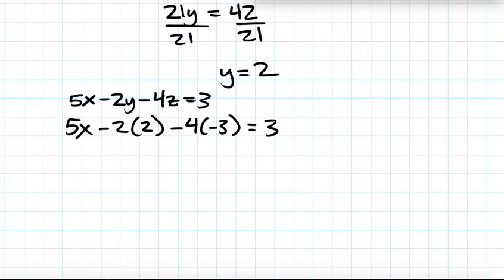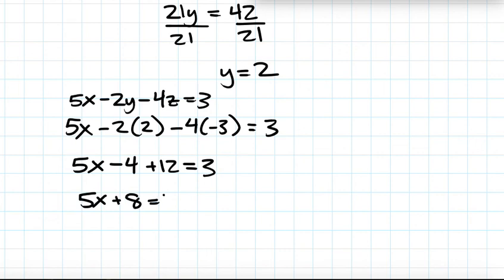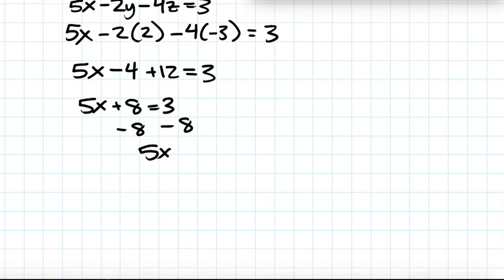So plug in the value you got for y, plug in the value you got for z, and solve for x. So this is going to be -4. Careful with this, -4 times -3, that's plus 12. Combine -4 and plus 12, and that's plus 8. Then I need to subtract 8. That gives me 5x equals -5. Divide both sides by 5, and I get x equals -1.